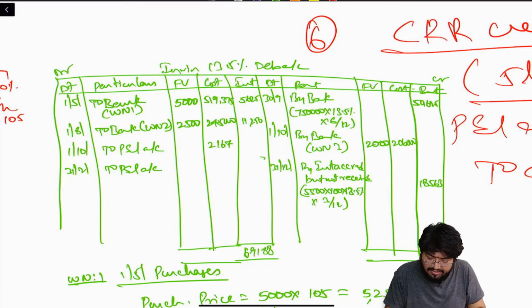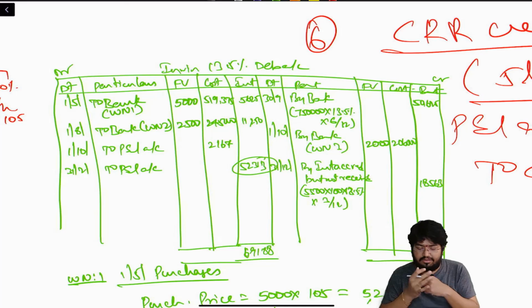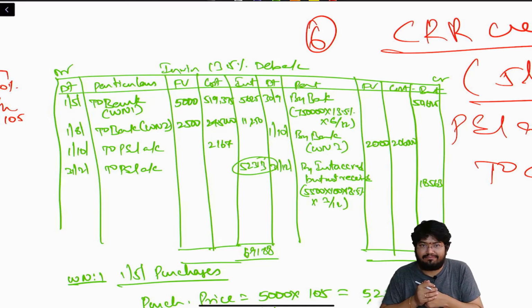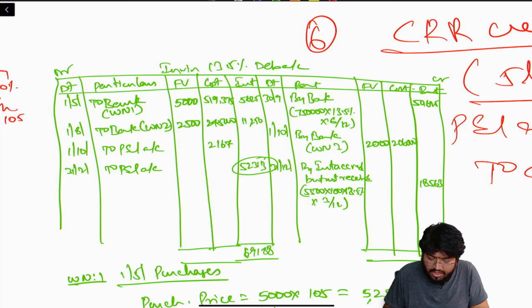Here the balancing figure would be how much? 69,188 minus 5,625 minus 11,250. 52,313. Okay, 52,313 is basically your interest earned during the financial year. Once this is done, you can take balances for face value and cost column now.